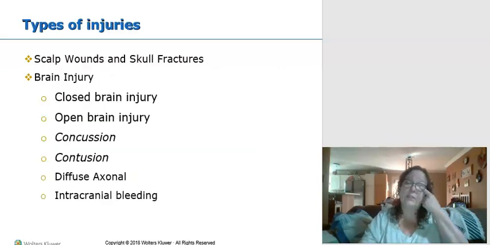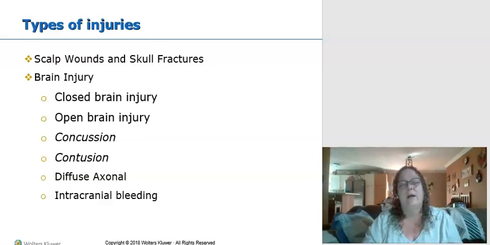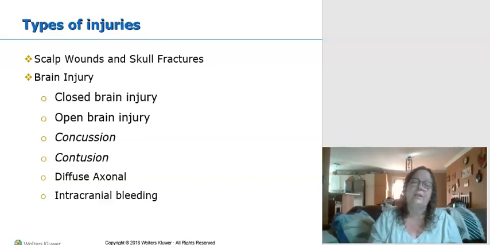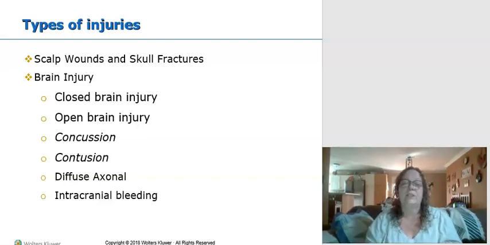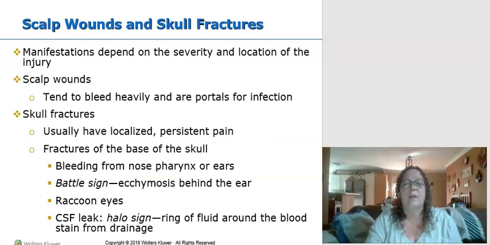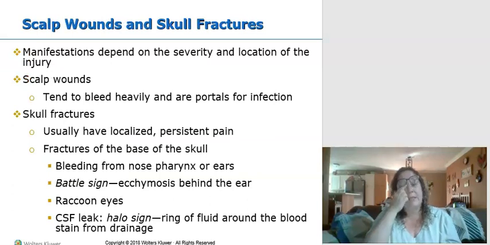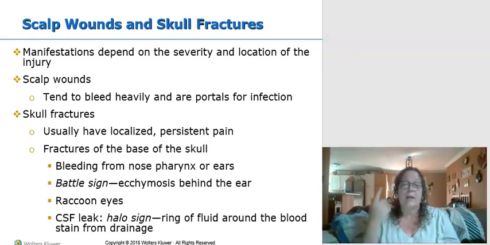So the types of head injuries we're going to talk about are scalp wounds and skull fractures, brain injury, closed brain injury, open brain injury, concussion, contusion, diffuse axonal injury, and intracranial bleeds. So the manifestations of scalp and skull fractures depend on the severity and location of the wound. For scalp wounds, scalp lacerations, they tend to bleed really heavily and are portals for infection.